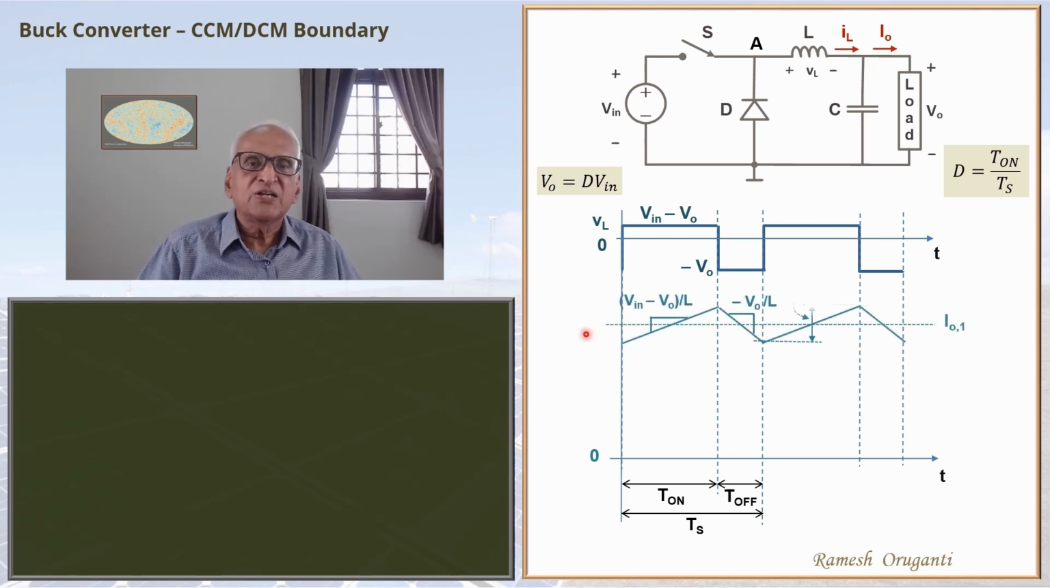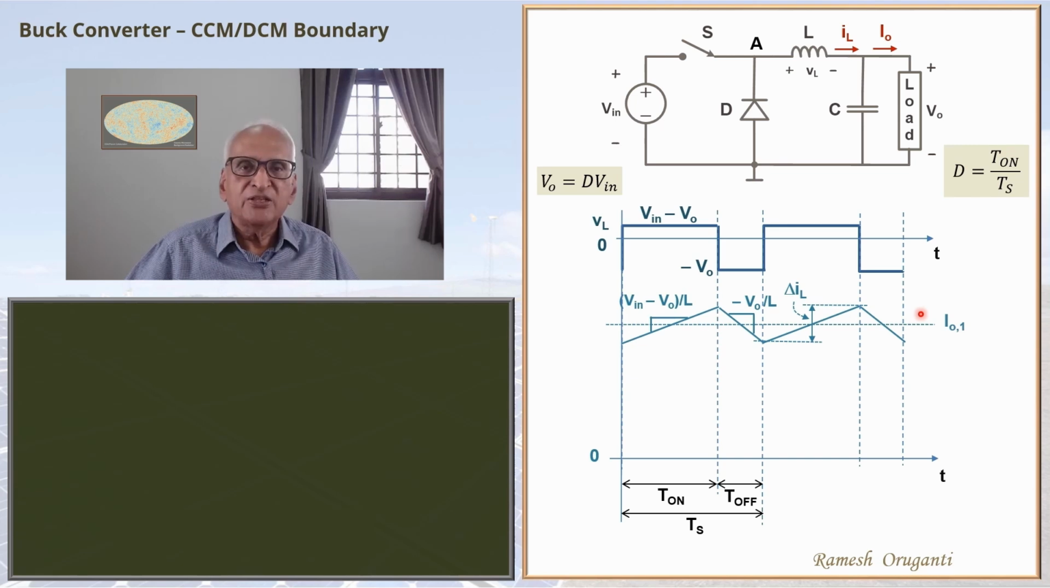When the voltage Vin minus V0 is applied across it during the on interval, the slope of the inductor current is Vin minus V0 by L. When the voltage minus V0 is applied across the inductor, the slope of the inductor current is minus V0 by L during the off interval. In the complete interval T off, the inductor current is flowing and it is flowing through the diode. The average inductor current is the output current. Here it is marked as I01. I01 is the output current at this point of operation of the converter.